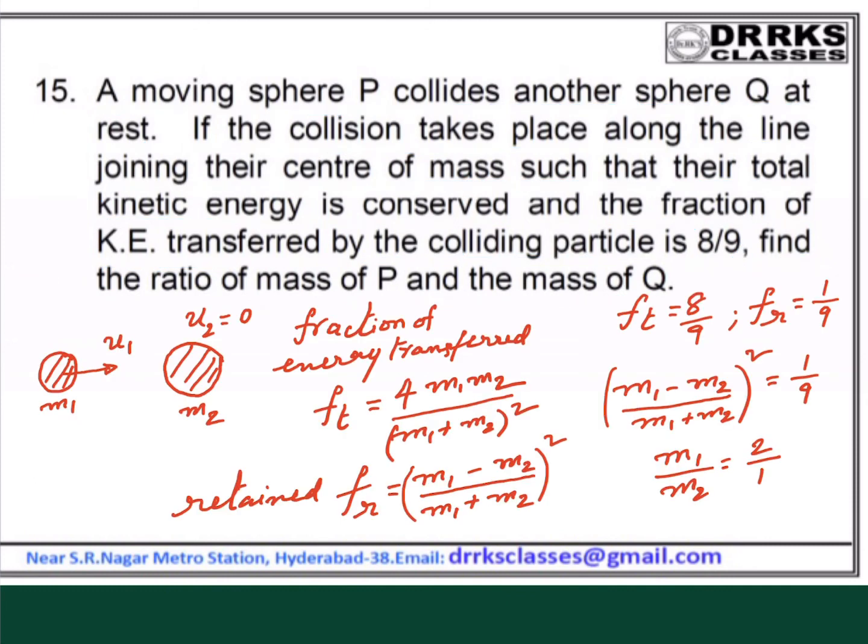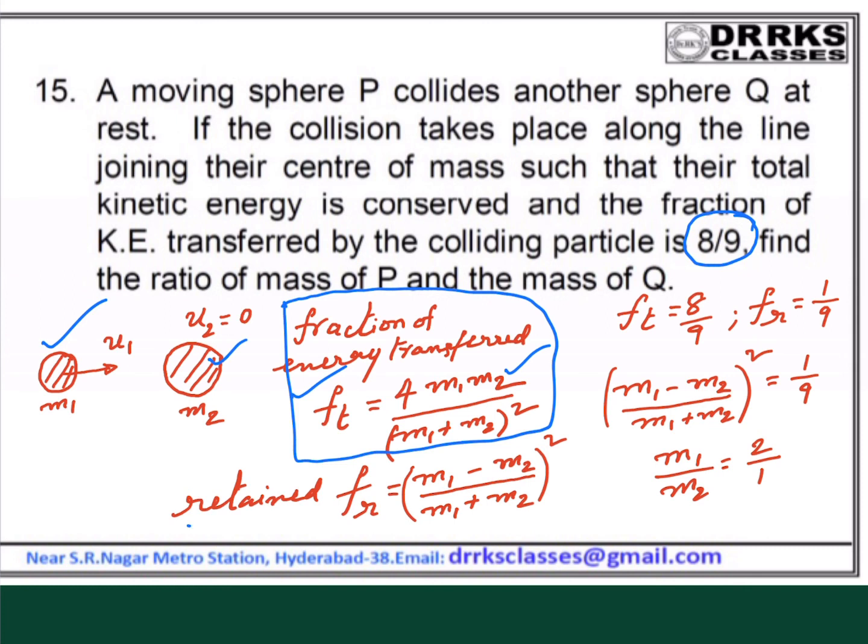So we know that a sphere of mass m1 collides with a sphere of mass m2 which is at rest, and the collision is perfectly elastic. The fraction of energy transferred to the second body is given by 4 m1 m2 by (m1 + m2) whole square. That is given as 8/9. But if we substitute the fraction of energy transferred as 8/9, this becomes a complicated calculation. So better look at the other formula.